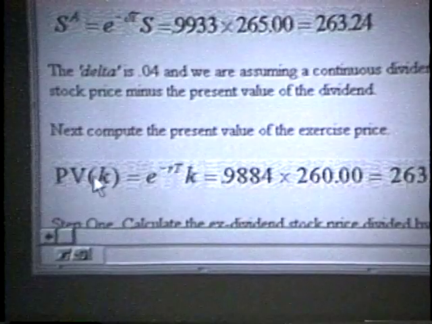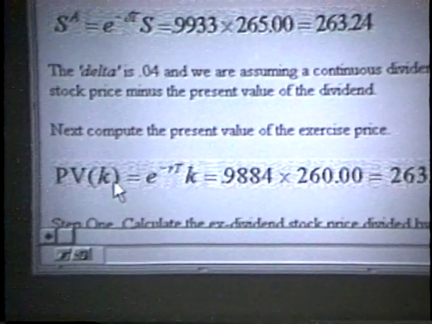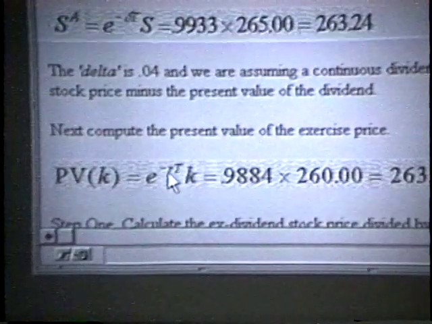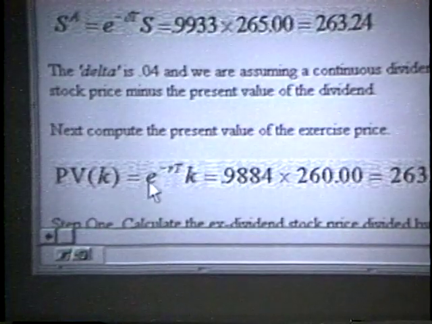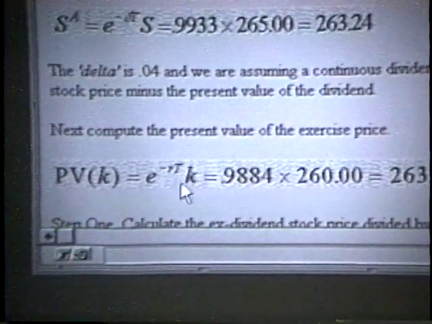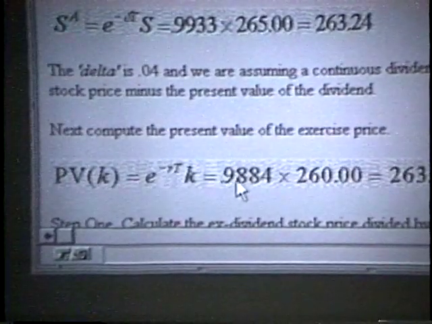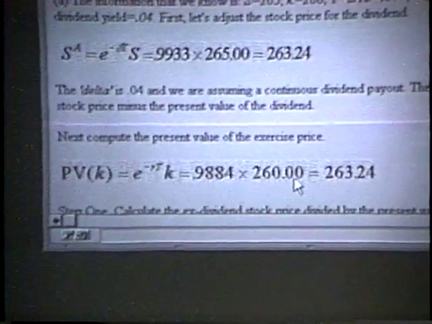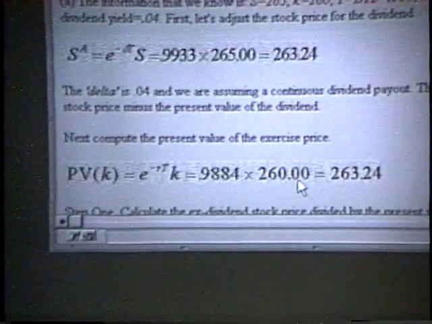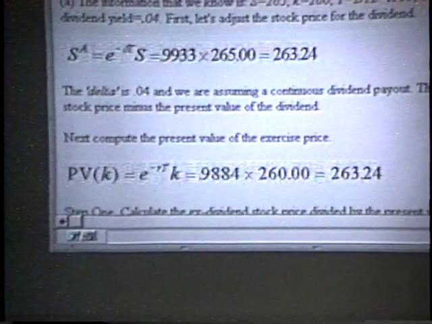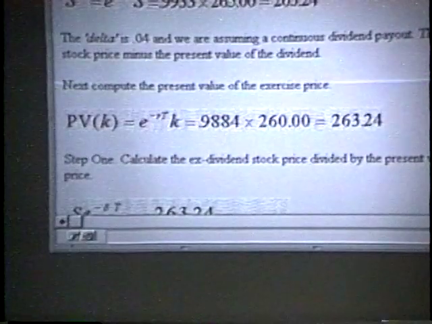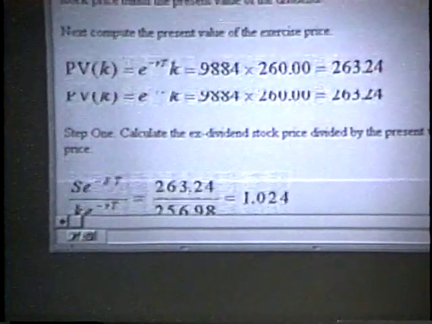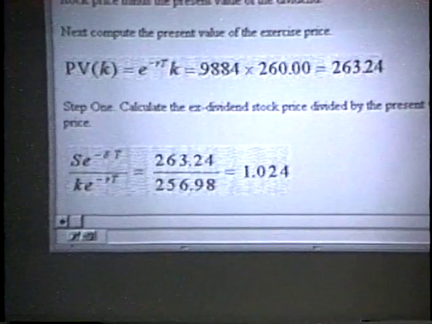The next thing we're going to do is compute the present value of the exercise price. So we're given the interest rate. The time to expiration is 2 divided by 12. Again, use this formula, e to the minus RT times K. That's 0.9884 times 260, which is the exercise price. And we do not get 263. It's 256.98. So let me make a note of that. I'll change that when we get back.